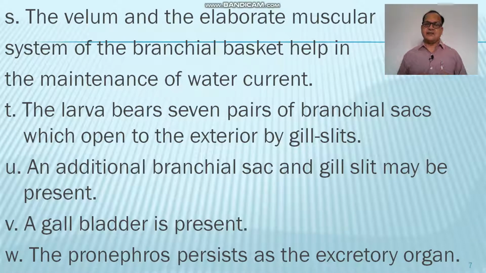The larva bears 7 pairs of branchial sacs which open into the exterior by gill slits or gill pouches. An additional branchial sac or gill slit may be present in the larva. A gallbladder is also present in the Ammocoete larva. The kidney is pronephros type, or primitive type kidney, that is, the pronephros persists as the excretory organ in the Ammocoete larva.